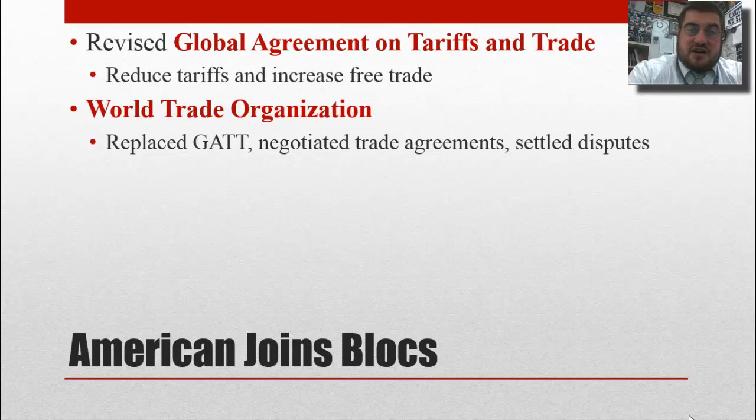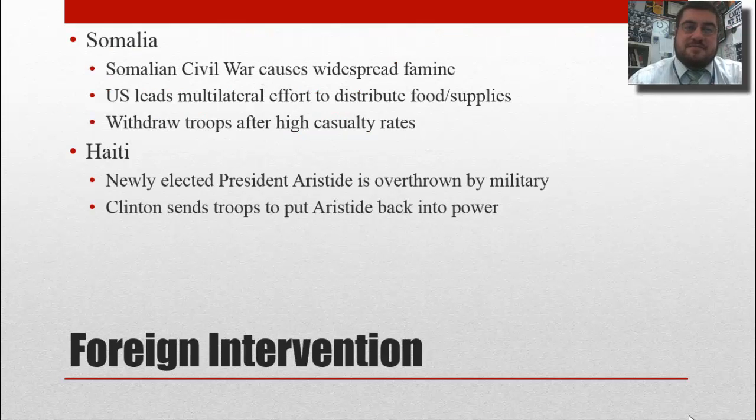The General Agreement on Tariffs and Trade, remember, was signed after World War II, but we revised that for the 1990s to reduce tariffs and increase the amount of free trade going on, therefore increasing globalization. And then finally, in the 1990s, we established the World Trade Organization, which replaces the GATT. It's an organization designed to negotiate trade disputes between countries and to help negotiate trade agreements between countries. And so this is all in an effort to boost the world economy and try to increase globalization, or that could be an effect of it.